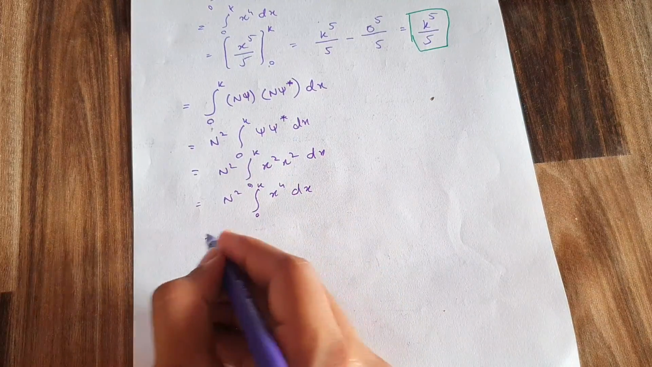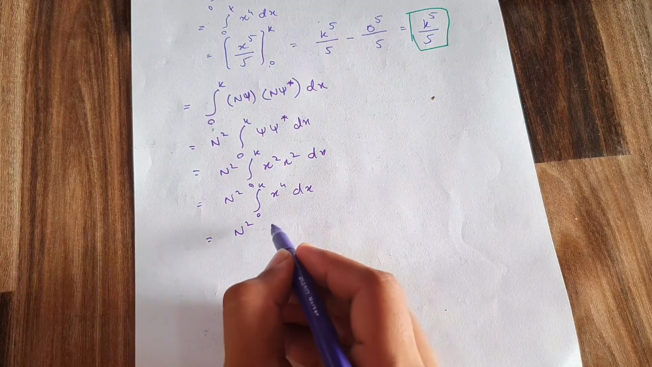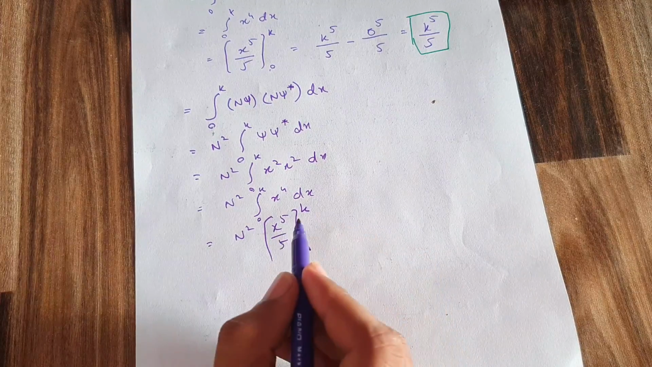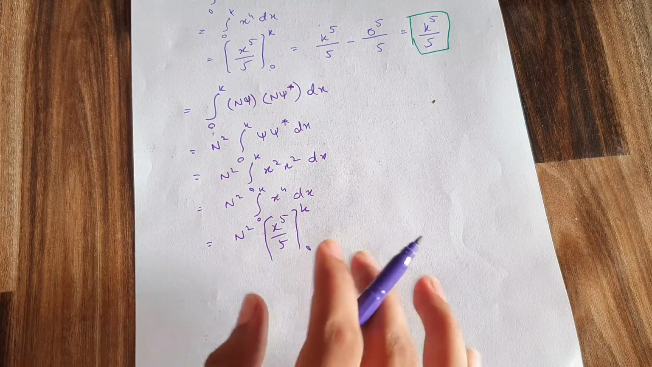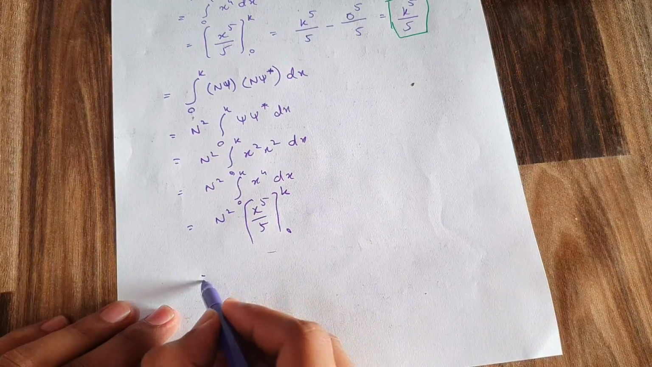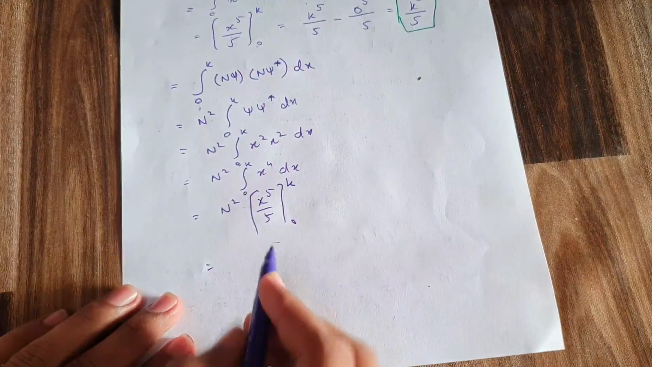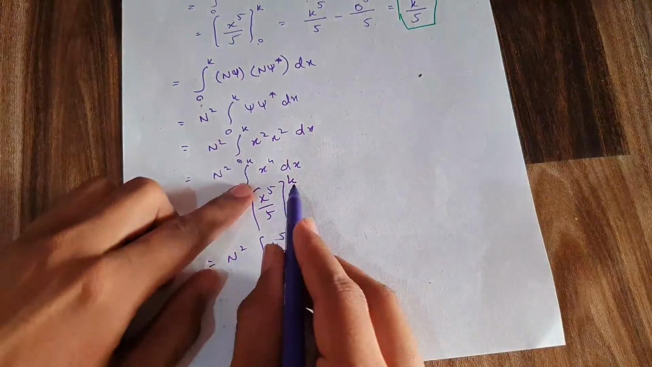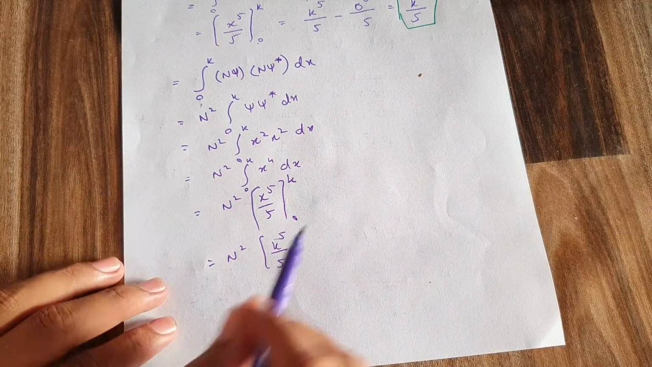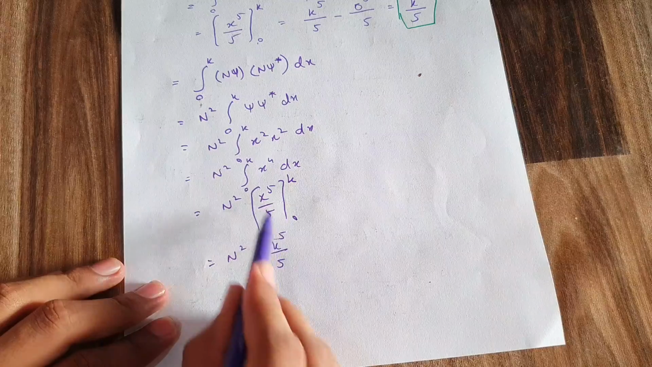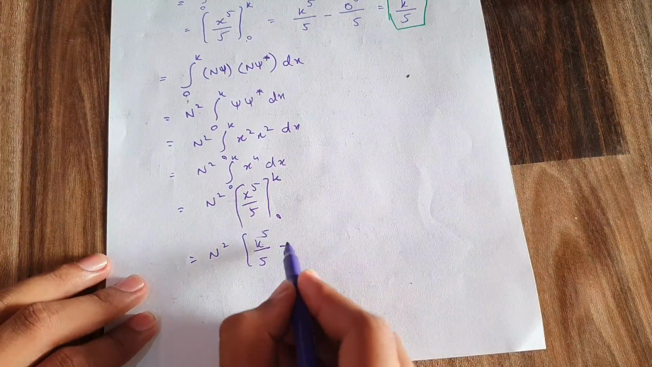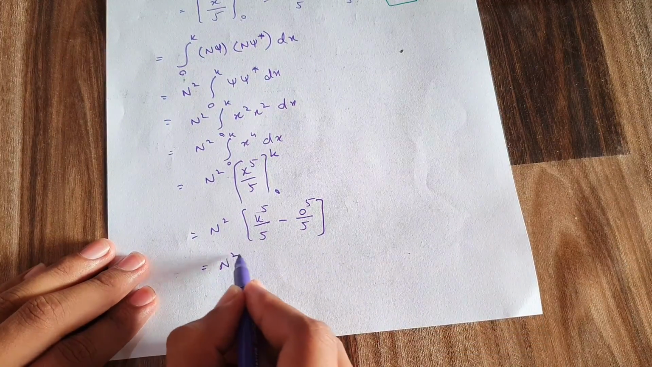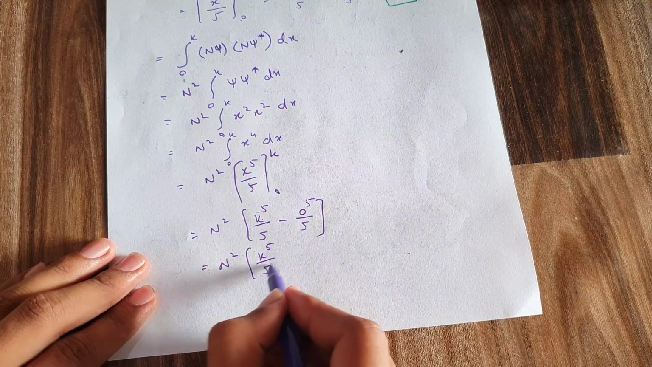Now if I take the integration of this part, it becomes x^5 divided by 5, and here is my boundary condition from 0 to k. You know that the answer of this boundary condition is equal to k^5 over 5. So on putting the upper limit, the upper limit was k, so I have put k in place of x. The lower limit is 0 raised to power 5 divided by 5. This part of the equation becomes equal to 0, so we get n square multiplied by k^5 divided by 5.